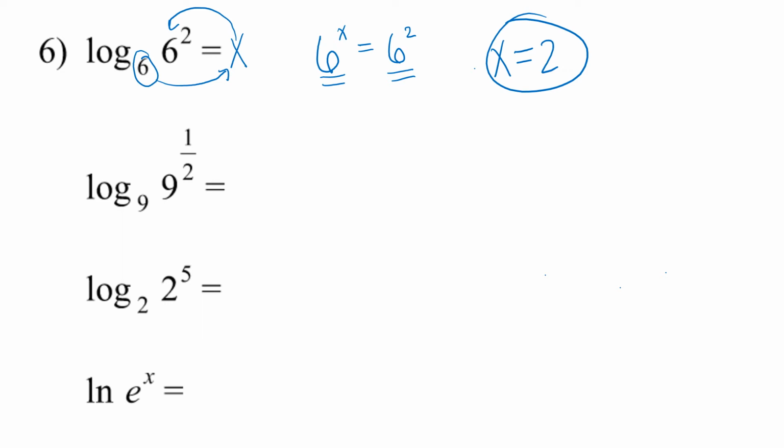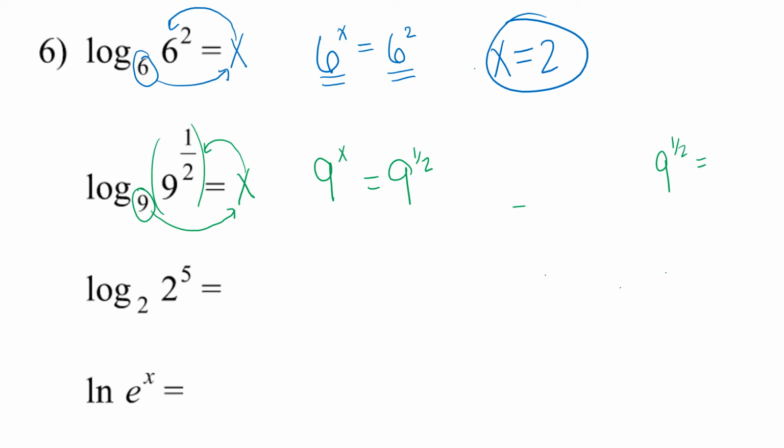Now, how about this next one? 9 to what power, because I start with this one and I say 9 to this is equal to all of this. So 9 to what power is equal to 9 to the 1/2? Now again, you could go and say, what is 9 to the 1/2? Remember that means a square root of 9, so that is equal to 3. But you don't even need to do that. You can say, okay, so this is 9, so guess what? X is equal to 1/2.